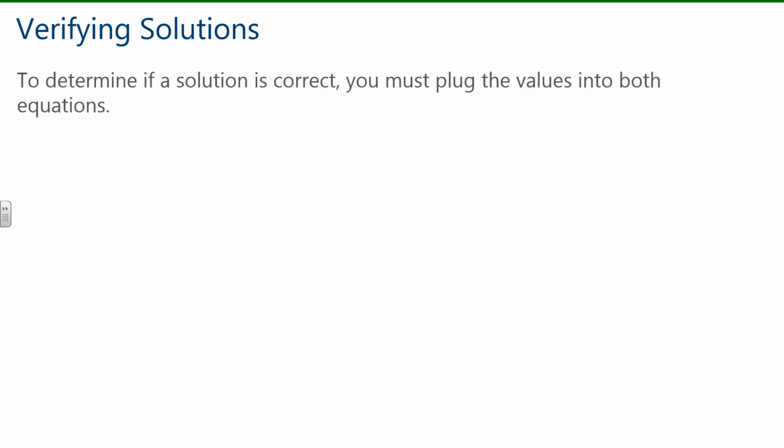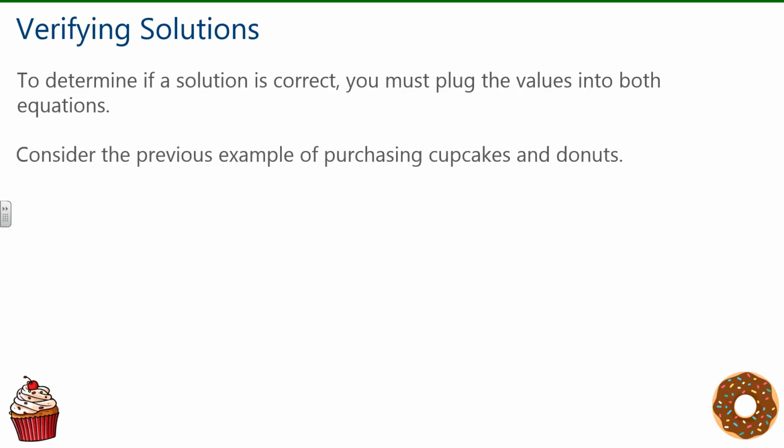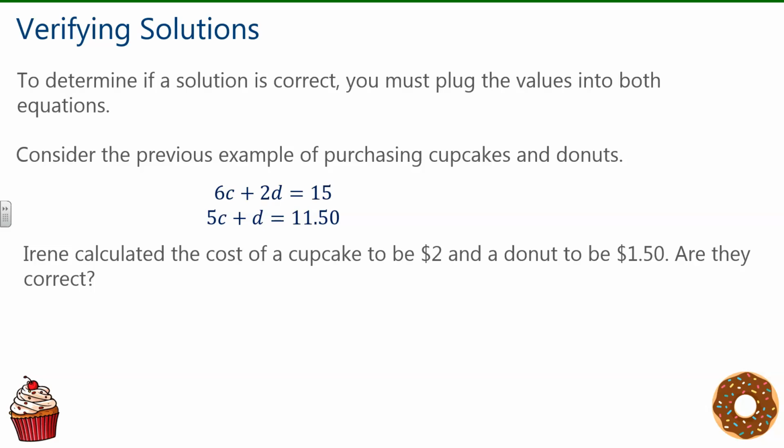Now whenever you solve systems of equations, you should always verify your solution. And to do that, you're going to plug your values into both equations. So let's consider the previous example of purchasing cupcakes and donuts. Here's the system that we developed. So Irene solved the system and calculated the cost of the cupcake to be $2 and the donut to be $1.50. Are they correct? So let's go ahead and replace C, the cost of a cupcake, with 2, and D, the cost of a donut, with $1.50 in each equation.